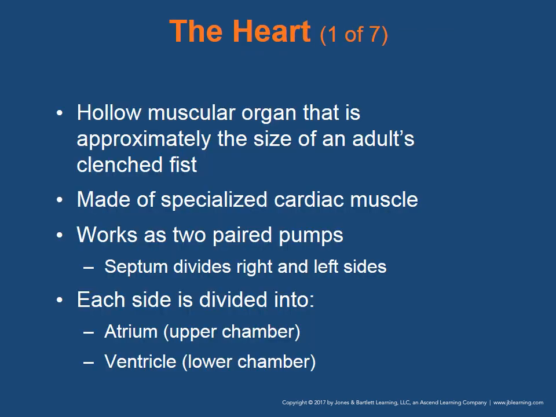So the heart is a hollow muscular organ that is approximately the size of an adult's clenched fist, made of specialized cardiac muscle. We talked about that earlier. It's one of the three specialized muscles. It works as two paired pumps, the septum dividing the right and left sides. Each side is divided into the atrium, which are the upper chambers, and the ventricles, which are the lower chambers. You've got to find some way to keep these things separate and remember them. I always just think of A's first, atrium, so the upper chambers, and then down to the ventricles.